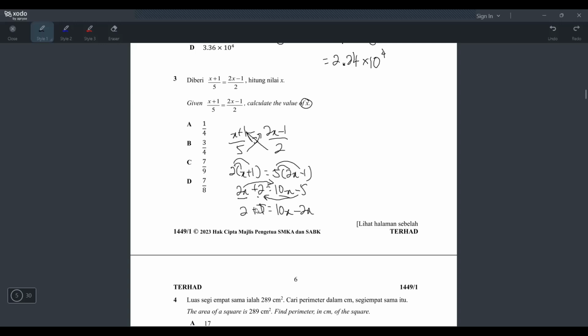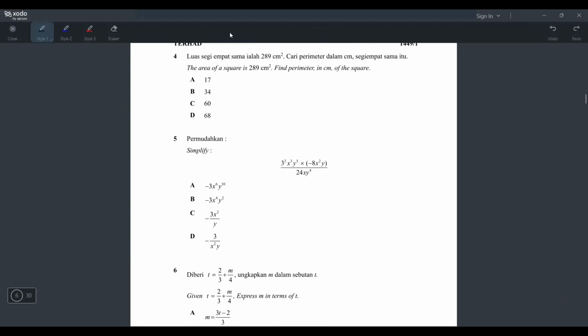So what is 2 plus 5? Okay, sorry. So what is 2 plus 5? 2 plus 5 will be 7, right? So 7 equals to 10x minus 2x. Ini boleh buat. 10 minus 2 is 8, so 8x. So now it will be x equals to 7 over 8. 8 and x, the hubungan here is times. So times pindah jadi bahagi. So 7 divide 8. So the answer is D.